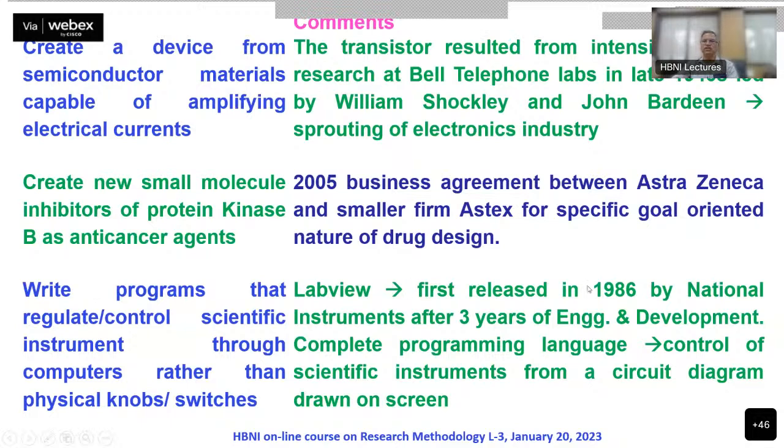LabVIEW was first released in 1986 by National Instruments after three years of intense engineering and development. It is basically based on a computer programming language, which helps control scientific instruments from a circuit diagram drawn on a screen. So there have been this kind of path-breaking developments from industrial research.